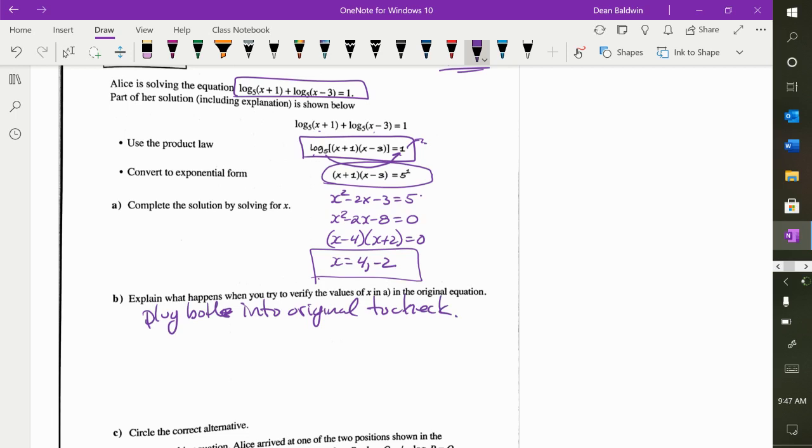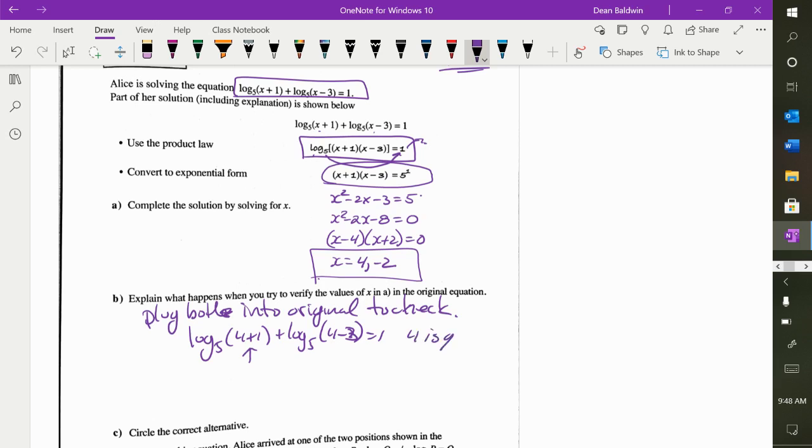So if I put 4 into this, I get this. 4 plus 1 plus log 5, 4 minus 3 is equal to 1. What's 4 plus 1? 5. So that's positive. So I can do that, right? I can log the number 5. What's 4 minus 3? 1. Can you log the number 1? You can. It's 0, but you can still log it. Okay? So 4 checks out.